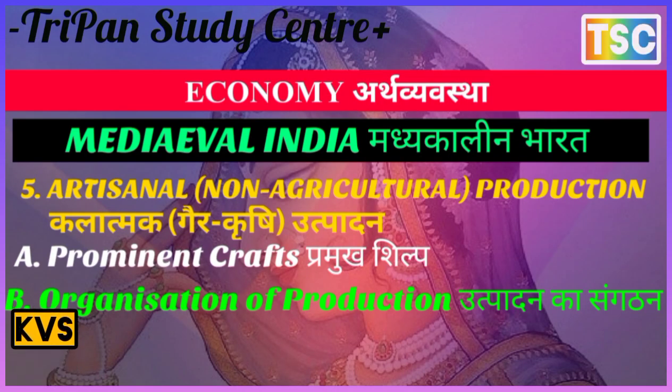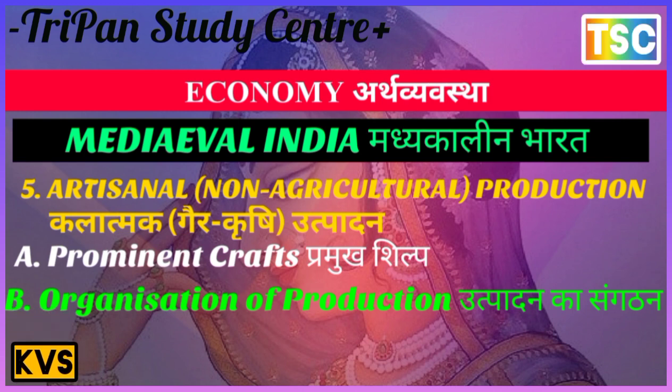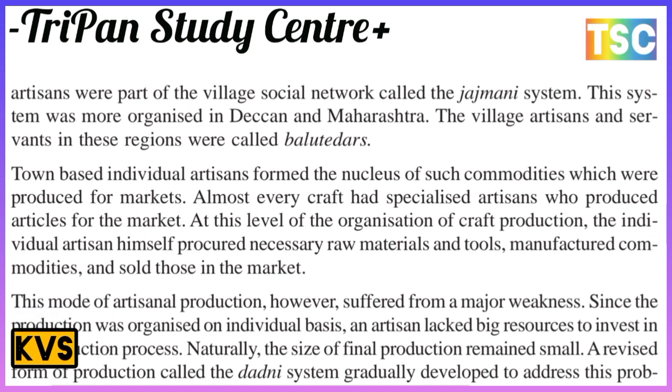Organization of production. Craft production was organized in the village as well as the town, and there also existed imperial karkhanas in the rulers' area, and the artisans produced articles of daily use. These artisans were a part of the village social network called the Jajmani system.